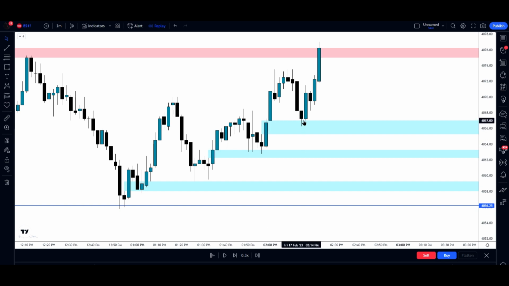Respected it, enter there, sell one here, 5 points, sell the second one somewhere in here. So then you're looking at $600 profit, only risking 2 points.